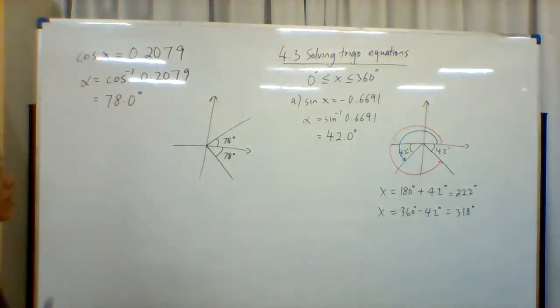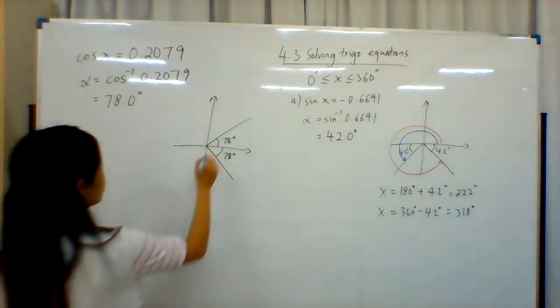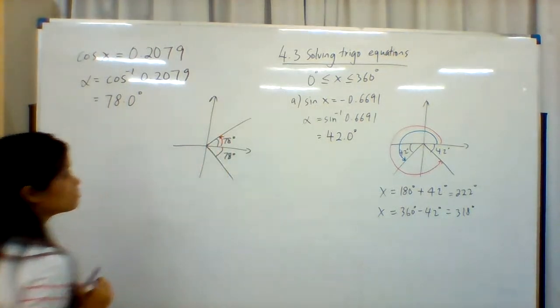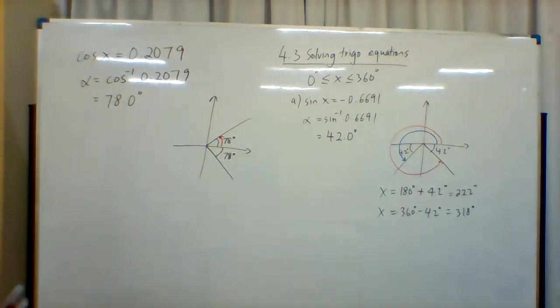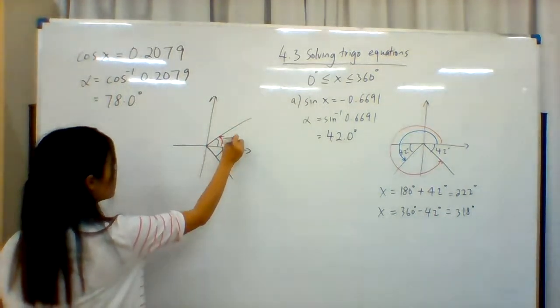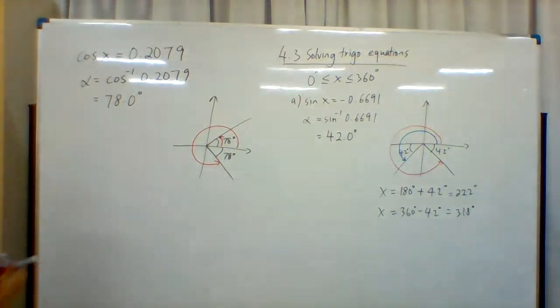And I told you just now, your theta will be the same as your basic angle for the first quadrant here, right? And then for the other one, you have to take 360 minus your 78 because it's this entire angle here.